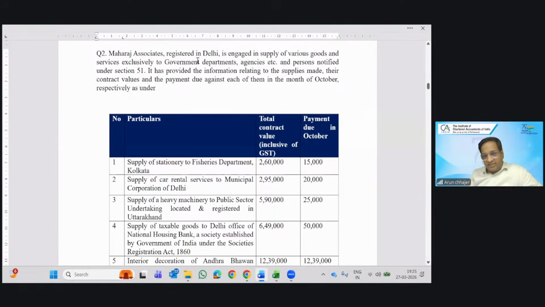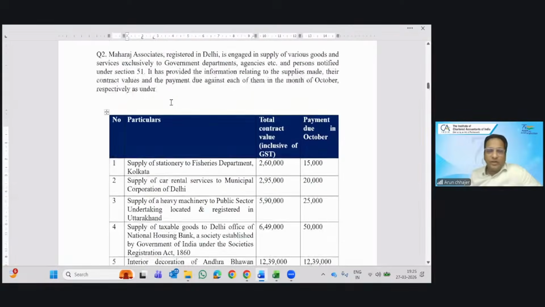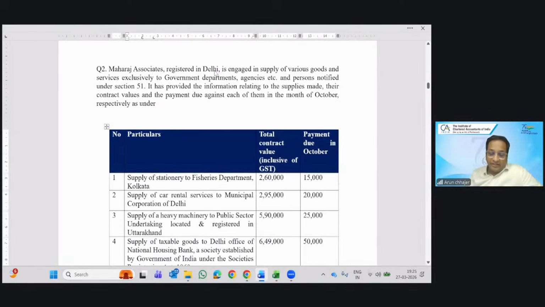Maharashtra associate registered in Delhi and is engaged in the supply of various goods and services to government authorities and departments. It has provided the following information. Now, first, supply of the stationery. Where is the supplier? Supplier is located in Delhi. Remember, supplier is located in Delhi.